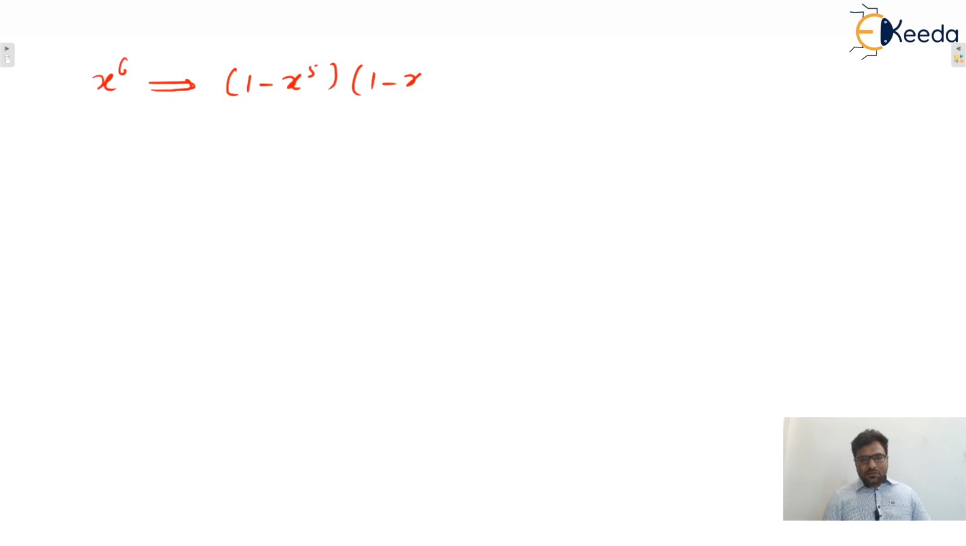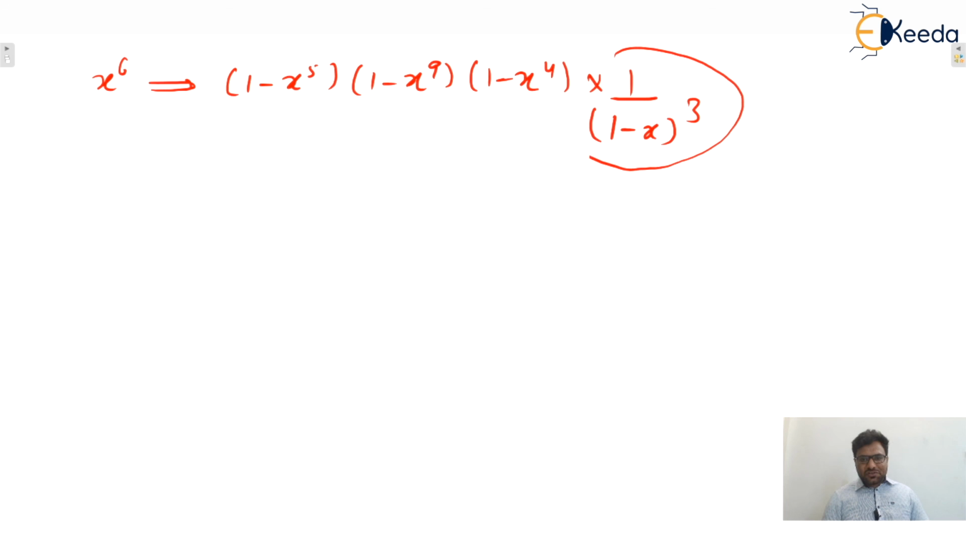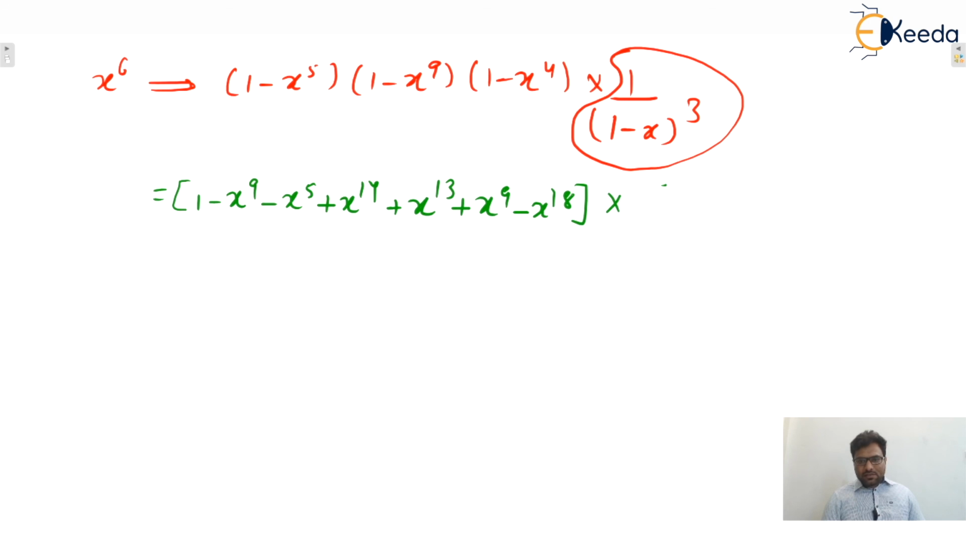Yes or no? This expression can be written like that or not? Into 1 upon 1 minus x raised to power 3. This is your standard generating function. Yes, we wrote it in the last example. So after multiplication, this is going to be 1 minus x power 9 minus x power 5 plus x power 14, then x power 13 plus x power 9 minus x power 18, isn't it? Into this can be written like that, summation r equals 0 to infinity, 3 minus 1 plus r C r into x power r. Yes or no? Isn't it?